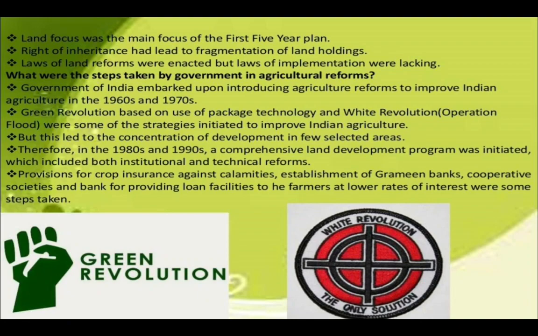What were the steps taken by the government in agricultural reforms? Now, what has the government done for agriculture development? This is also an important 5 mark question. You can see 5 points are there. First, the Government of India embarked upon introducing agricultural reforms to improve Indian agriculture in the 1960s and 1970s. So firstly you need to write this introduction and you need to write the date, that is 1960 to 1970.